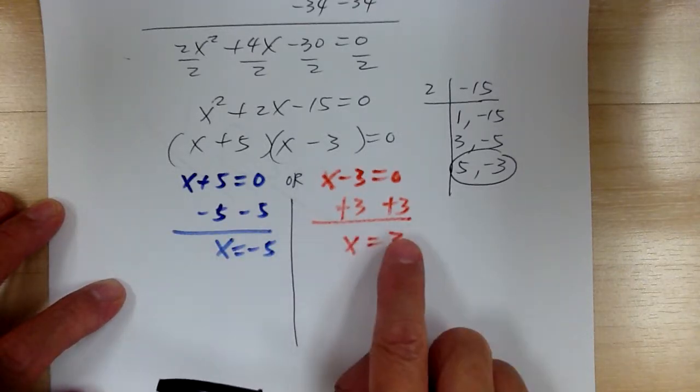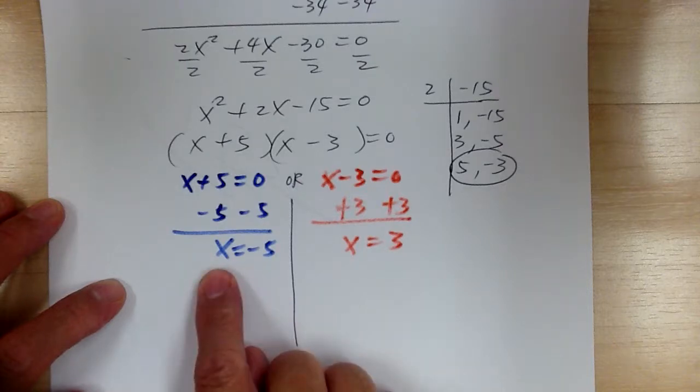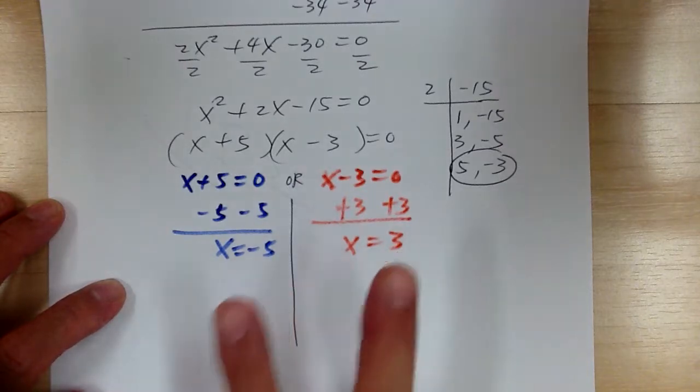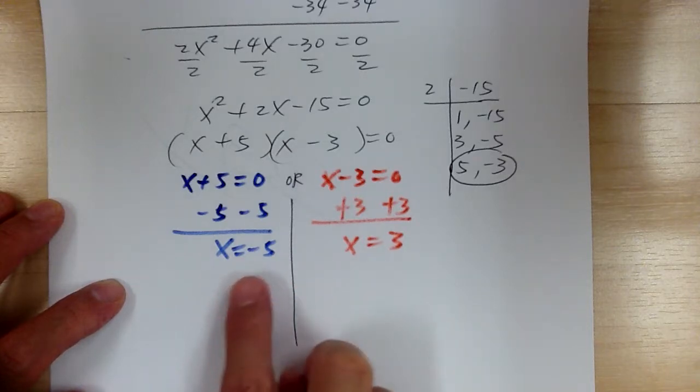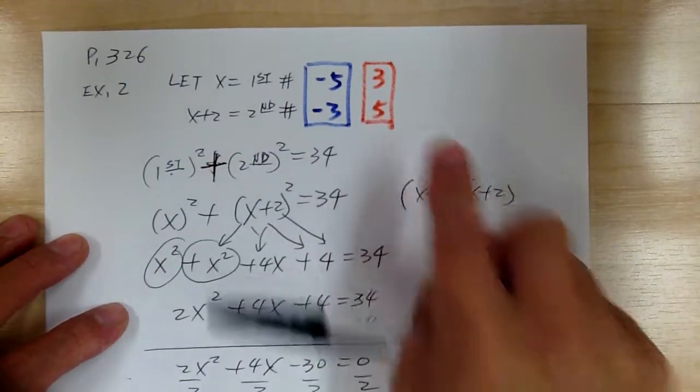You got to understand what's going on. Okay. So again, x is only the first number. So there are two possible numbers for the first number. Okay. So it can be negative 5 or 3. Right. So again, there are two separate sets.